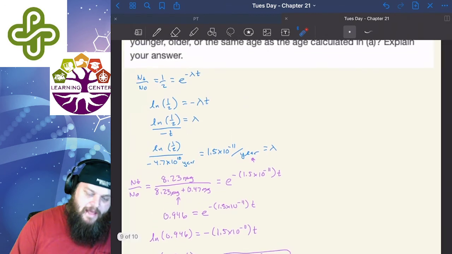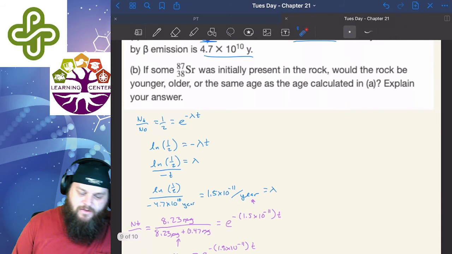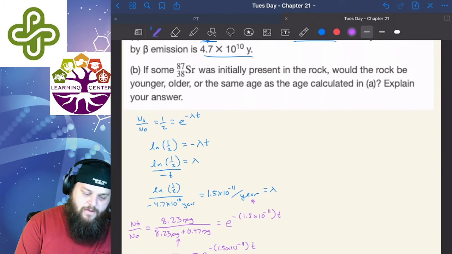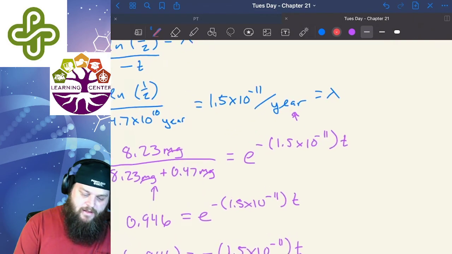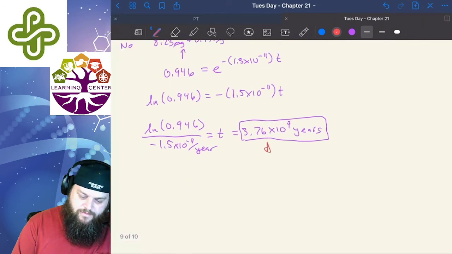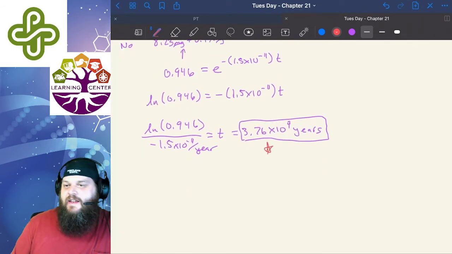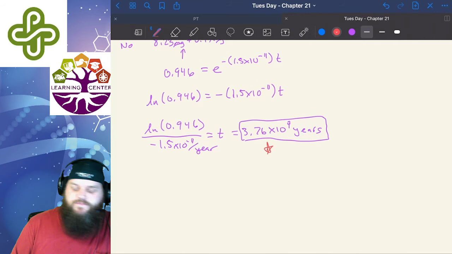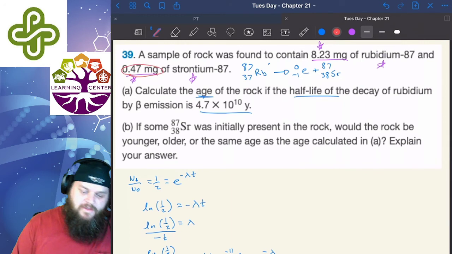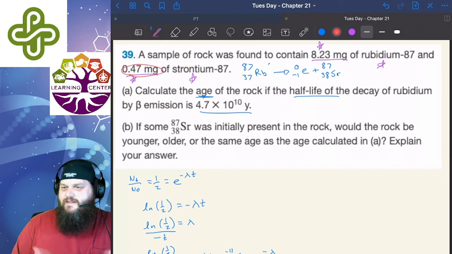So to answer this question now: if some of the strontium-87 was initially present in the rock, would the rock be younger, older, or the same age as the age calculated in part A? If I look at this number here, this is what we calculated, 3.76 times 10 to the 9 years. That's like 3.76 billion years, something ridiculous, right? They want to know if some of this 0.47 milligrams of strontium existed in there already. How does that change our estimate of the age?